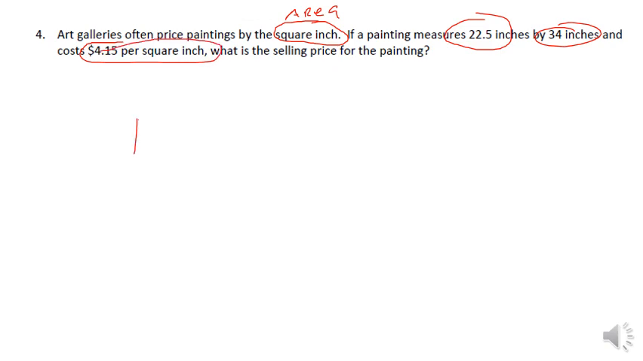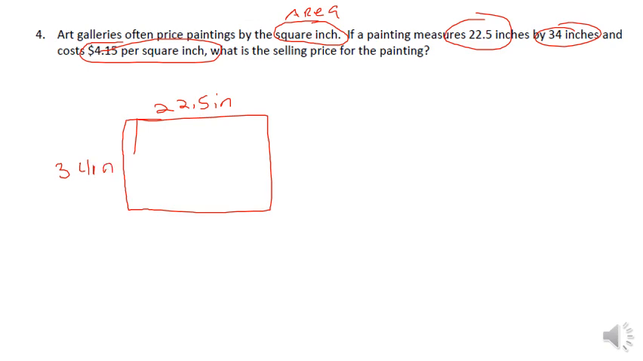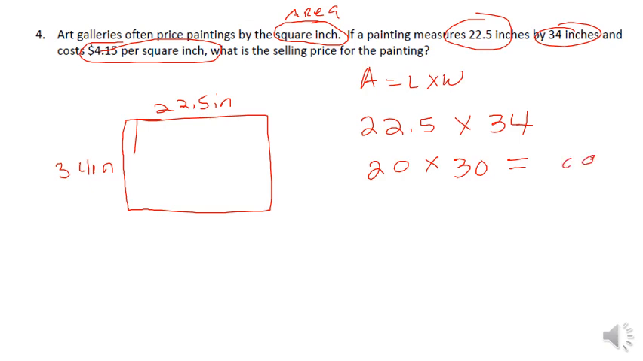So I'm going to just do a quick little painting here. And we can see that this is 22.5 inches, and this one here would be 34 inches. And we know area equals length times width. So we now have 22.5 times 34 to figure out the area. To do our estimate, we know 22 is closer to 20 than it is to 30, and 34 is going to be closer to 30. So we know the area should be approximately 500 inches squared.